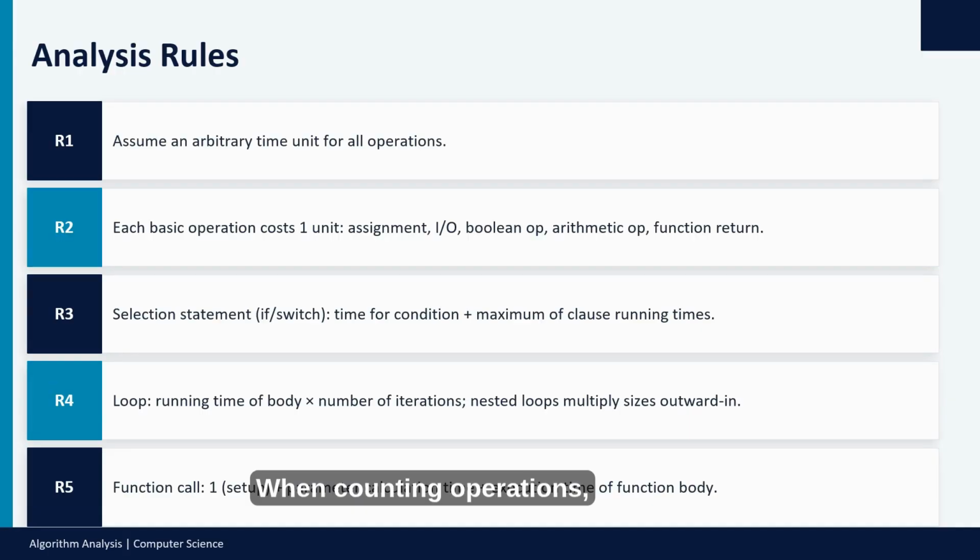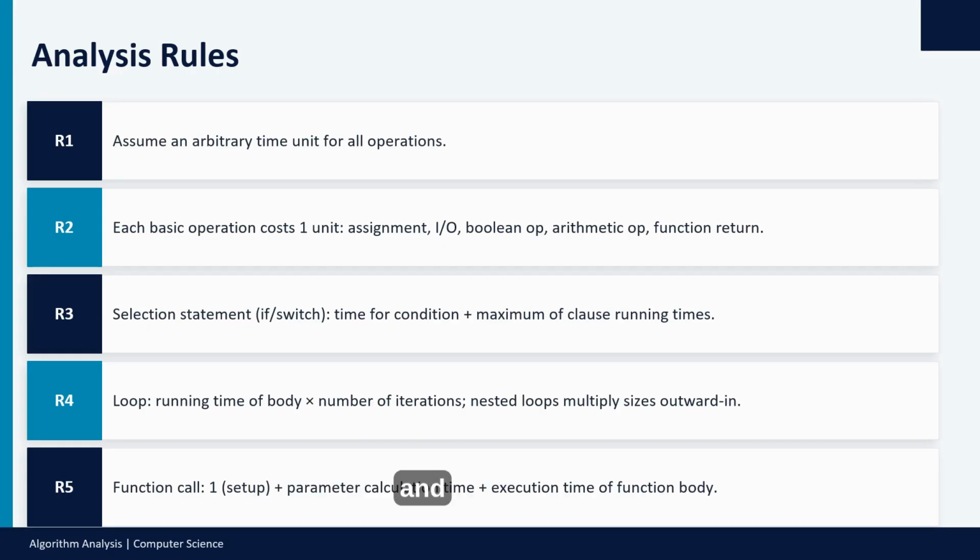When counting operations, we follow 5 standard rules. Rule 1. We assume an arbitrary but consistent time unit. We do not use real clock time. Rule 2. Each basic operation costs exactly 1 unit. This includes a single assignment, a single input or output operation, a single Boolean operation, a single arithmetic operation, and a function return statement.